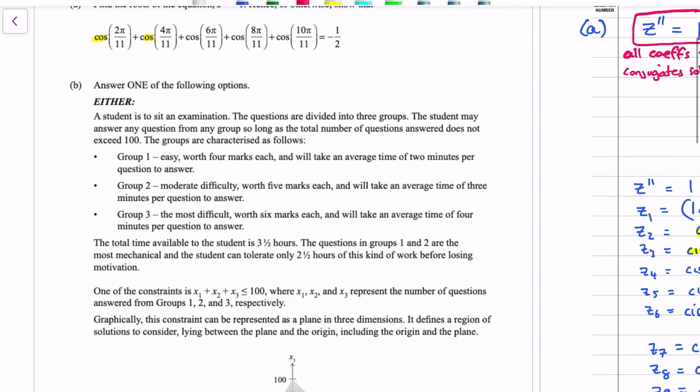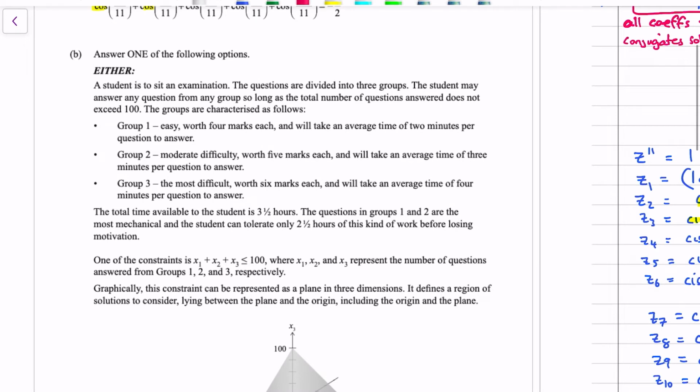Okay, part B. Students to sit an exam. What a question to have in the middle of an exam. The questions are divided into 3 groups, and the student may answer any question from any group so long as the total number of questions answered does not exceed 100. So the teacher doesn't want to mark too many. Easy, group 1, group 2, group 3. So we'll call these X, Y, and Z questions.